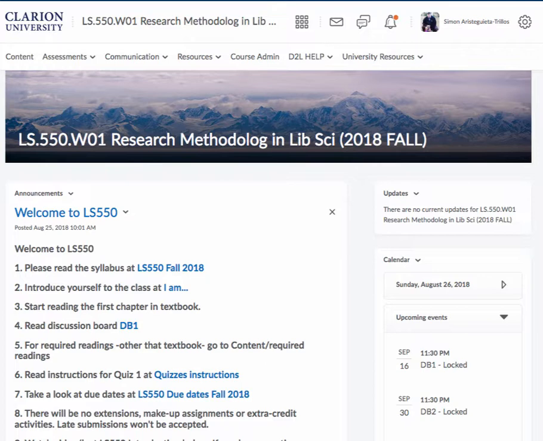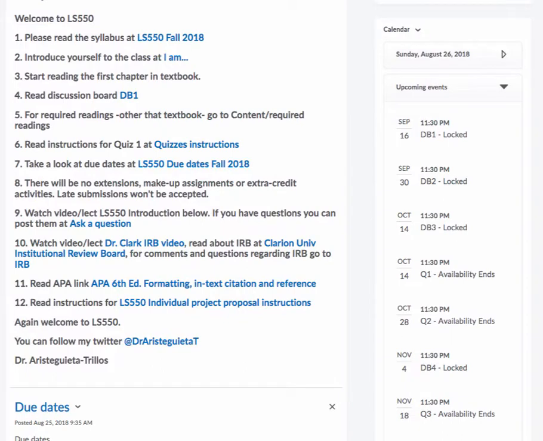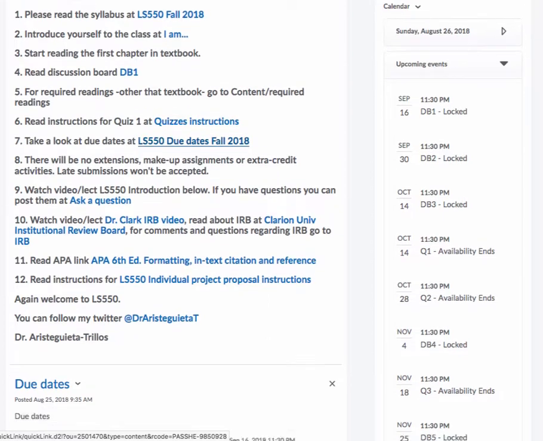What we're going to do in this recording is to show you the main components of this class. First, please make sure you go over all of this and first read the syllabus, then introduce yourself to the class. Start reading the first chapter of your textbook. Also read the DV1. DV1 stands for discussion board, and I will show you that in a minute. Also, you can read instructions for the quizzes and the final exam. It is very important you take a look at the due dates.